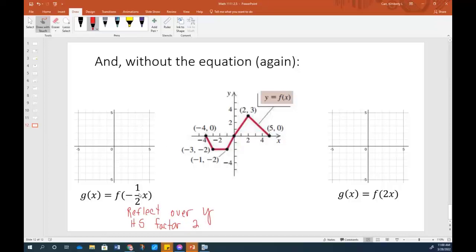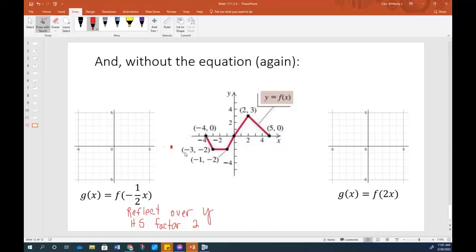Remember, the things with the X are lying. So if this one is horizontally out 4 units, it's going to come out 8 units. The fact that I have a negative in front is going to move it the other direction. That's going to go off my graph, but 6, 7, 8, it's going to essentially be right here.